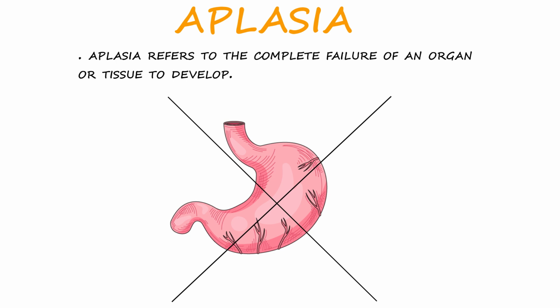To understand aplasia, let's compare normal embryonic development with aplastic development. In normal development, precursor cells are present and functional during embryonic development. These precursor cells divide and differentiate to form the organ or tissue. In aplasia, however, the precursor cells are either absent or completely non-functional. As a result, no development occurs, and the organ or tissue is completely absent.